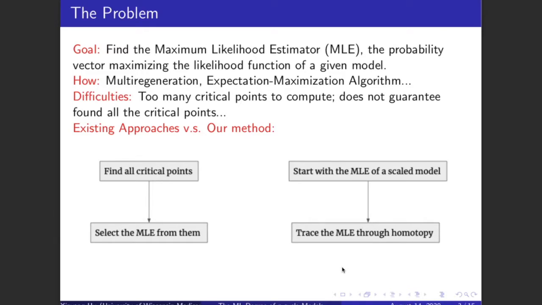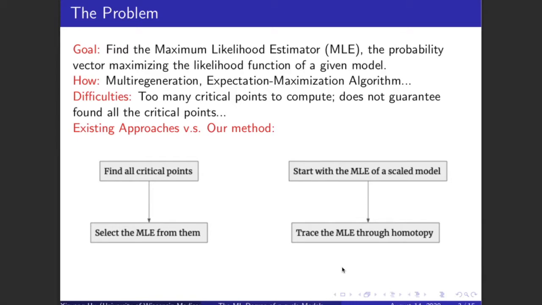However, both methods face some difficulties. The first one may have a long running time because, as we can see in later slides, the number of critical points grows very fast. It can easily get to a 5 or 6 digit number. For the EM algorithm, it doesn't know whether it has already found all the critical points, so it doesn't guarantee to find the true maximizer of the model. As we can see, both methods have the following concept. They start with finding all the critical points and then select the MLE from them.